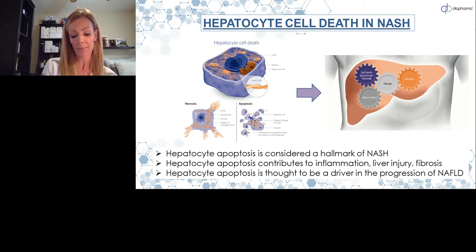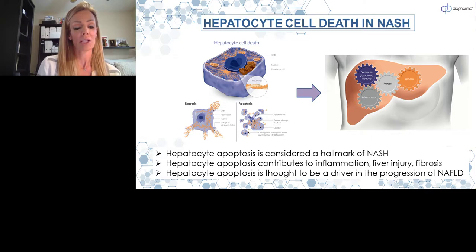In 2003, Feldstein et al. observed that hepatocyte apoptosis is significantly increased in individuals with NASH, and that the extent of apoptosis correlates with disease severity. Hepatocyte apoptosis is now widely recognized as one of the hallmarks of NASH. One of the major contributing factors to hepatocyte apoptosis is the excessive accumulation of lipids in the liver. This causes endoplasmic reticulum or ER stress and mitochondrial dysfunction, and eventually results in hepatocyte apoptosis.